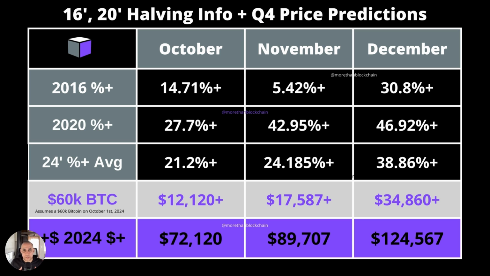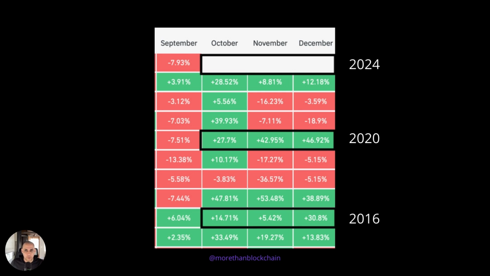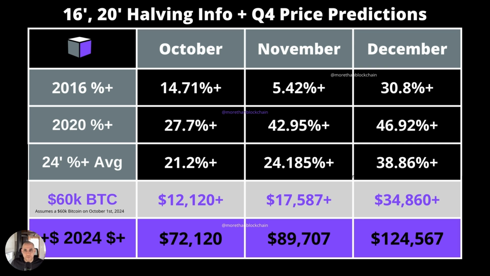In the row 2016 percent plus, you'll see those were the numbers that increased. Those are the percent increases in 2016, which was a halving year. 2020 is the same. I just brought the information over from this slide onto this chart. Then I added the 2016 and 2020 together, divided by 2, and I got these numbers: 21.2%, 24.185%, 38.86%. Pretty simple.